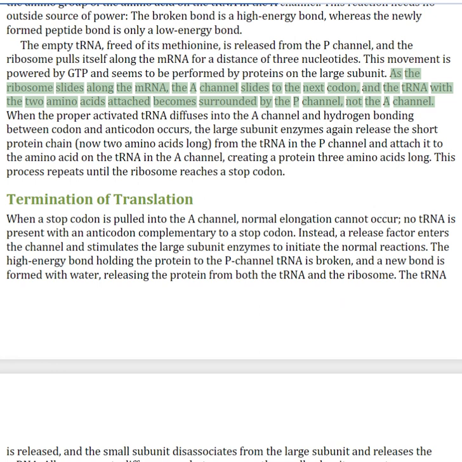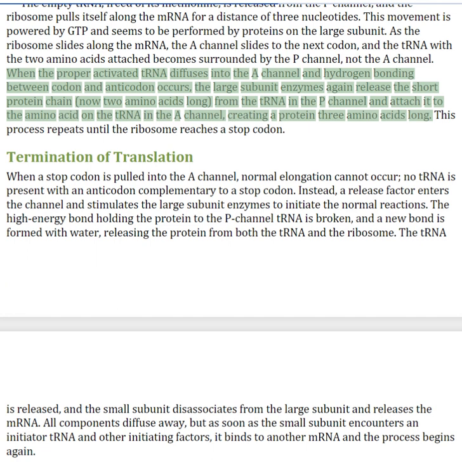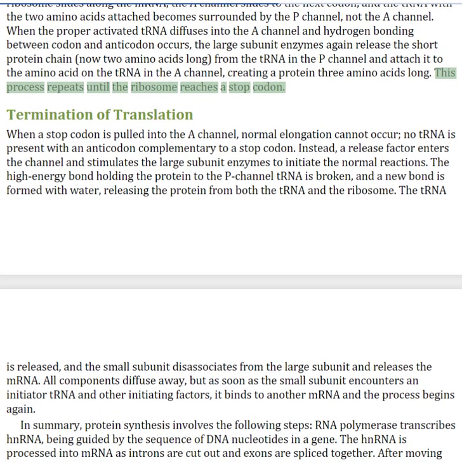As the ribosome slides along the mRNA, the A channel slides to the next codon, and the tRNA with the 2 amino acids attached becomes surrounded by the P channel, not the A channel. When the proper activated tRNA diffuses into the A channel and hydrogen bonding between codon and anticodon occurs, the large subunit enzymes again release the short protein chain from the tRNA in the P channel and attach it to the amino acid on the tRNA in the A channel, creating a protein 3 amino acids long. This process repeats until the ribosome reaches a stop codon.